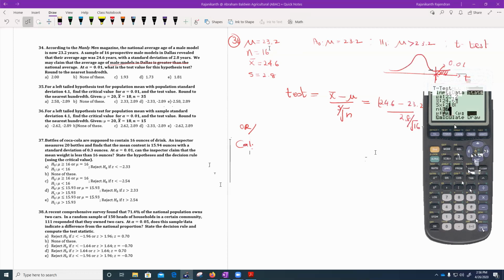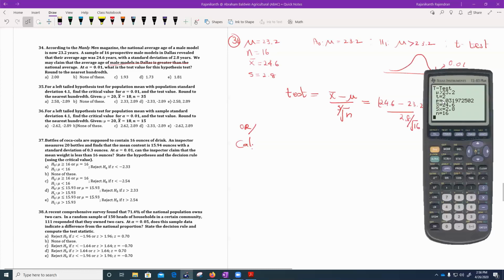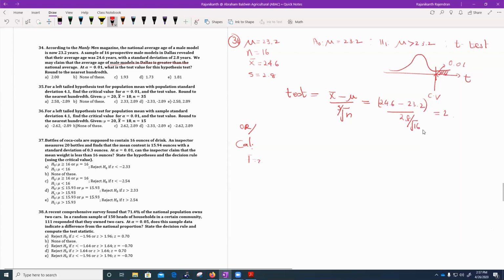That's it. So you simply calculate. The calculator value t means the test value. So the test value is 2. Yes, exactly, we got 2. Okay, so this is the easiest way. So t is 2. So that is choice A.